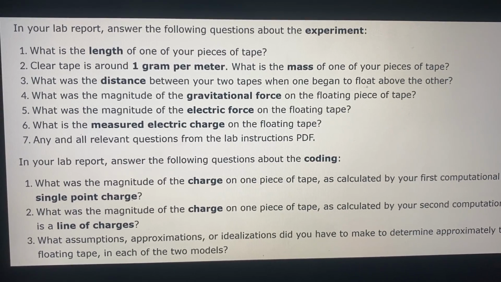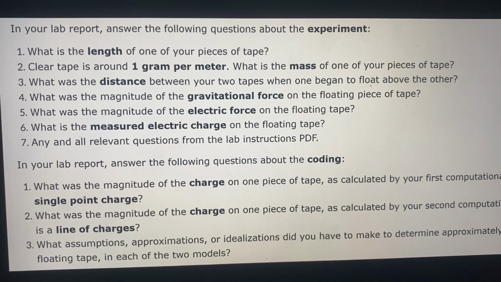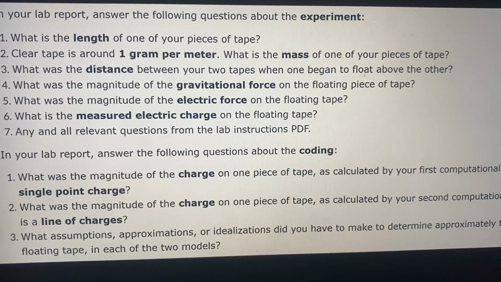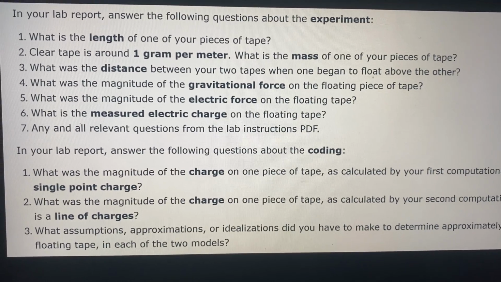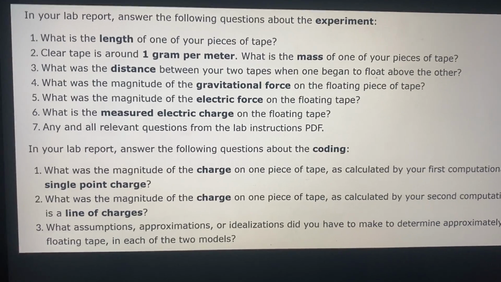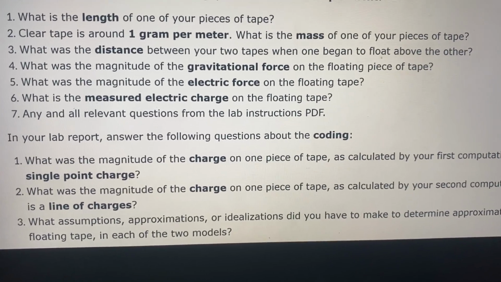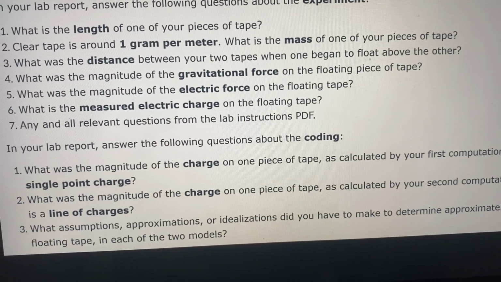What was the magnitude of the gravitational force? 1.96 gravitational units, kilograms times meters per second squared. What was the magnitude of the electrical force on the floating tape? That would be the same as the gravitational force. What is the measured electric charge on the tape? We got the 9.33 times 10 to the negative 9th coulombs.